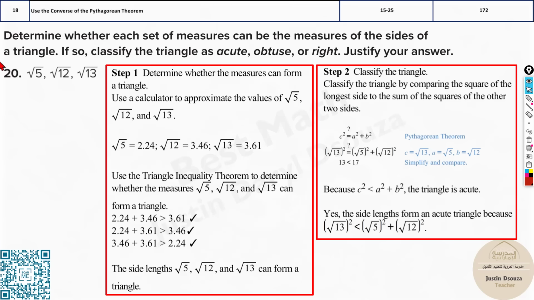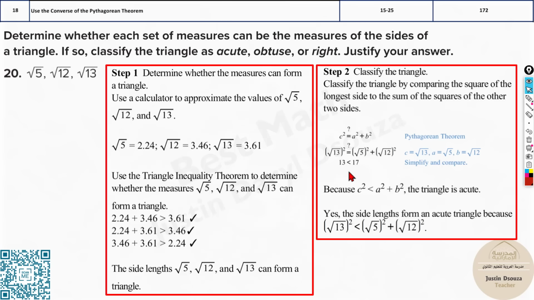It's easier. You just have to convert these to decimal values and check whether it's a triangle. Then you can proceed. If it's not a triangle, that's it. You just say it's not a triangle. But if it's a triangle, then you need to check whether it's obtuse, acute, or right from the converse of Pythagoras. So we use that identity over here, the Pythagorean, and then we check whether it is yes or no.